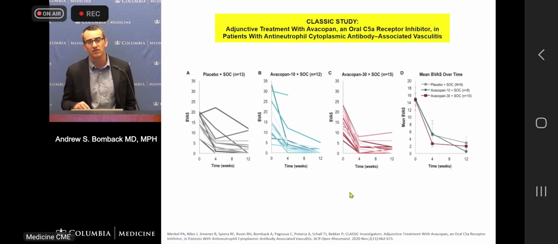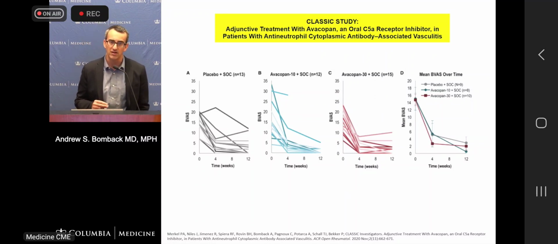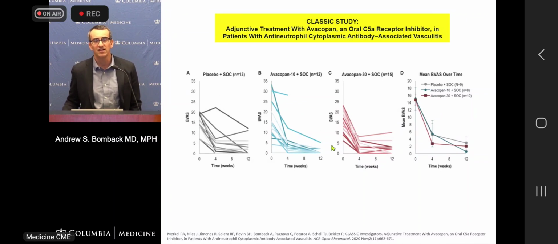That was matched by a study called the CLASSIC study. The CLEAR study was done primarily in Europe. The CLASSIC study was an American study. Similarly designed in that everybody gets induction therapy with rituximab or cyclophosphamide, but is either getting avacopan at a low dose or avacopan at a high dose on top of prednisone. So this is not a steroid-sparing study, but again shows that avacopan is associated with significant improvements in BVAS scores and essentially non-inferior to prednisone.